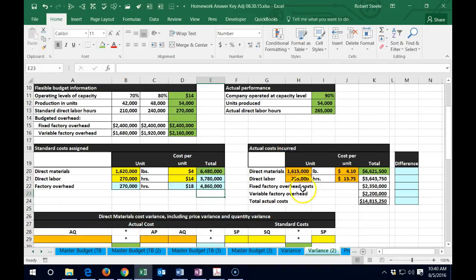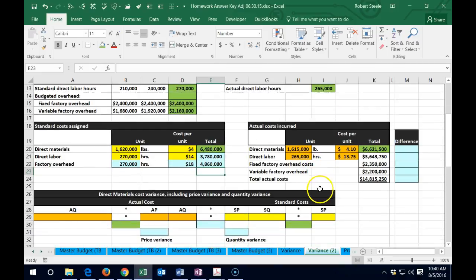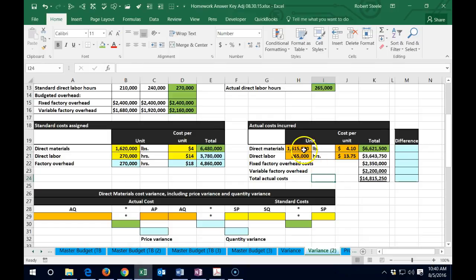Okay, so let's compare that to the actual costs incurred. This is going to be given, right? This is what actually happened. So we actually had this many units compared to the budget of this many units at 90% capacity. We actually had 410 per unit cost in terms of direct materials as compared to 4, which is what we budgeted to happen. And so here's going to be that multiplication out. And then in terms of the direct labor, we actually had the 265 compared to the 270. And we actually had 13.75 per hour instead of the 14. And so if we multiply that out, we have this. And then for the total factory overhead cost, we have this, and then the variable portion here.